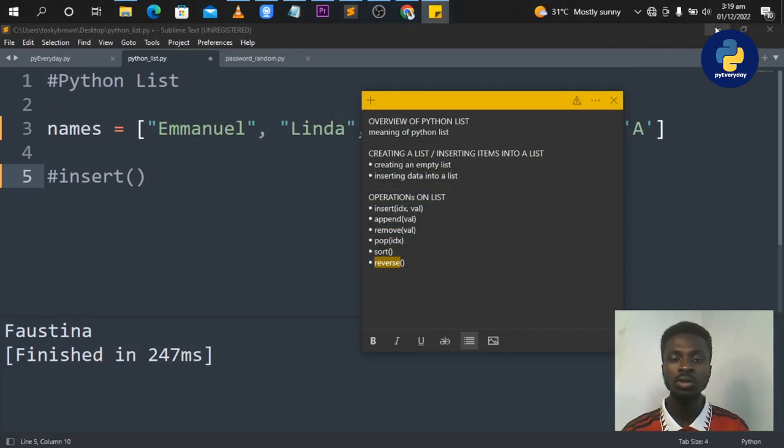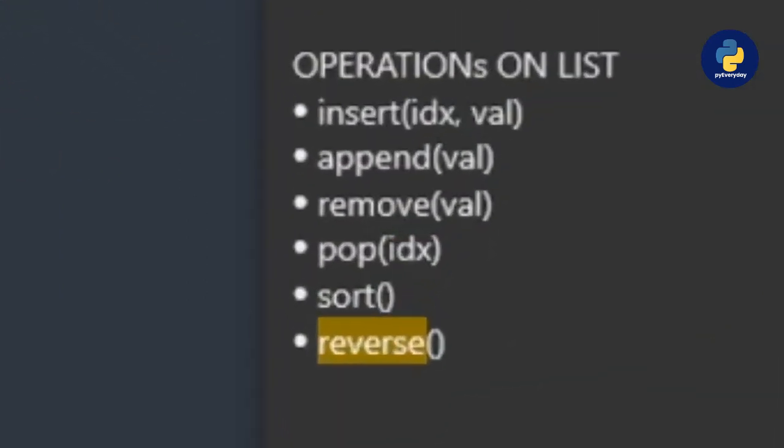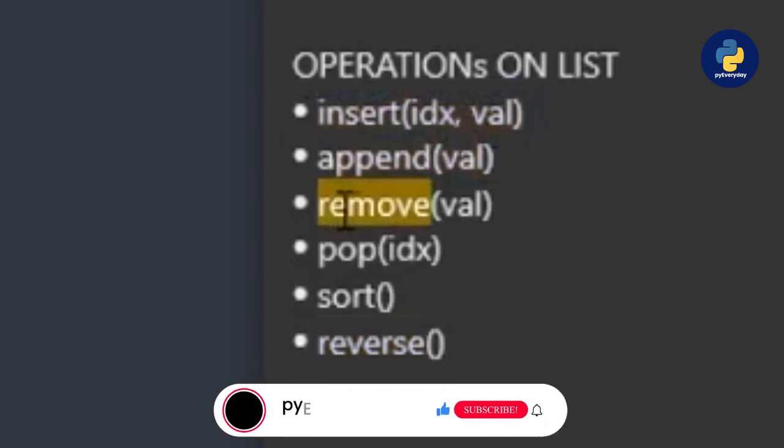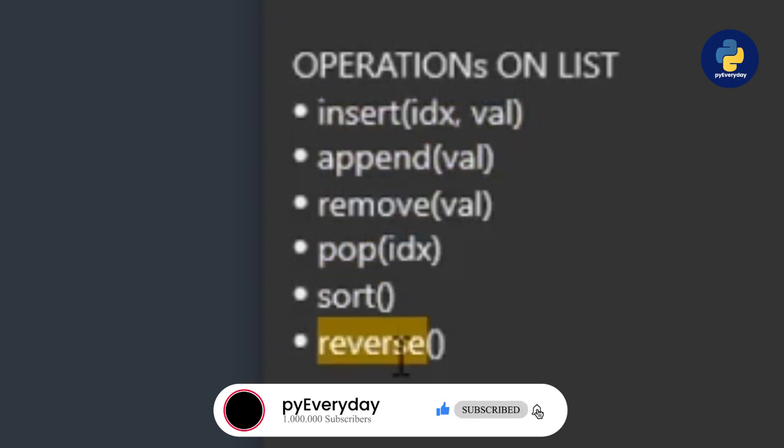In this video I'm going to take you through the operations of the Python list. So I've listed some of the functions that we are going to deal with over here. You can see the insert, the append, the remove, the pop, the sort, and then the reverse. Without wasting much time, I'll just take you through the insert and then move on to the next ones.